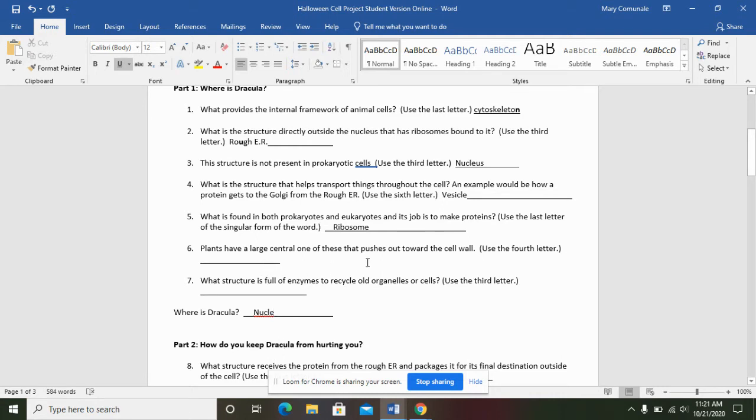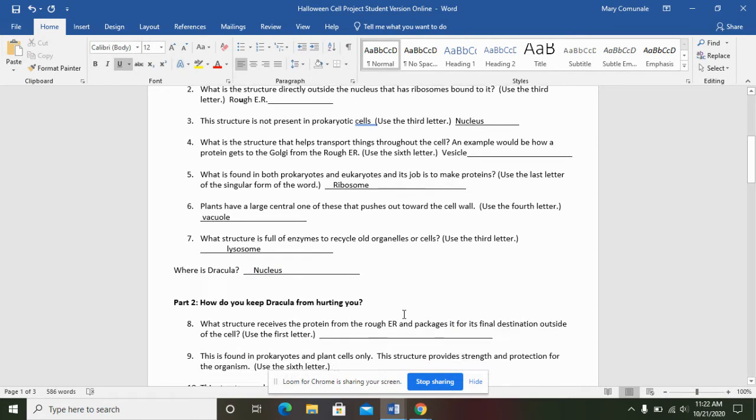Plants have a large central one of these, and it pushes out toward the cell wall. That is the vacuole. Use the fourth letter, VACU, and you're probably starting to determine what organelle this is going to be down here. What structure is full of enzymes to recycle old organelles in our cells? That's got to be a lysosome. And that is an S.